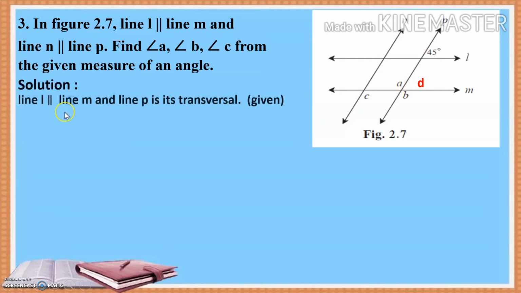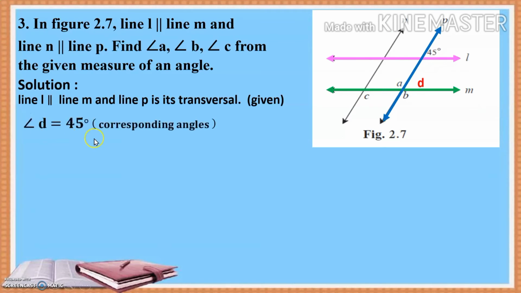So solution, let line L be parallel to line M and line P is the transversal. So angle D will be equal to 45 degrees, corresponding angles. Okay students, we have taken one angle D so that we can get a relation between all these angles. So we take this unknown angle as D, and D is 45 degrees. Now let us get the relation between all these other angles.